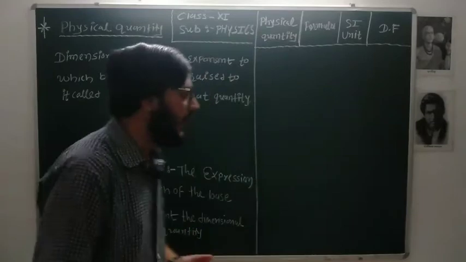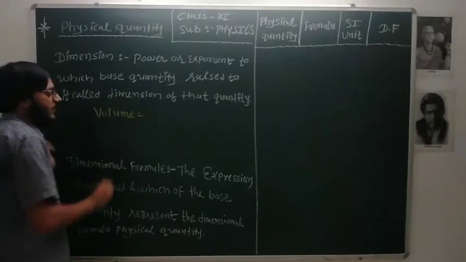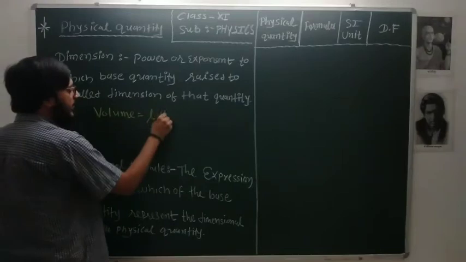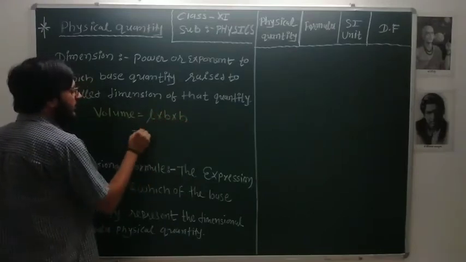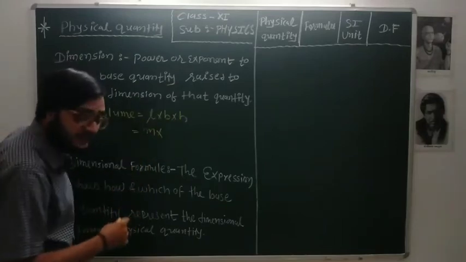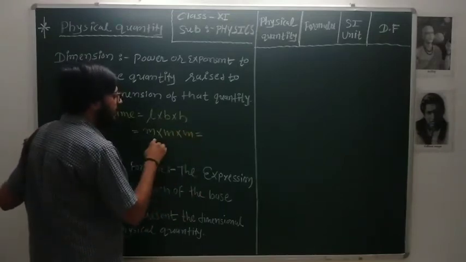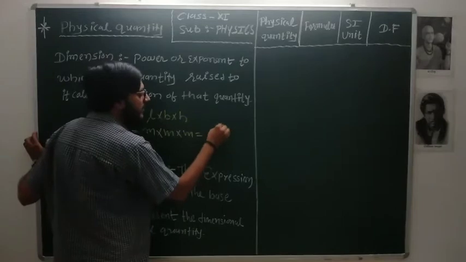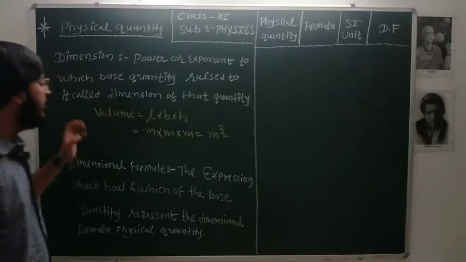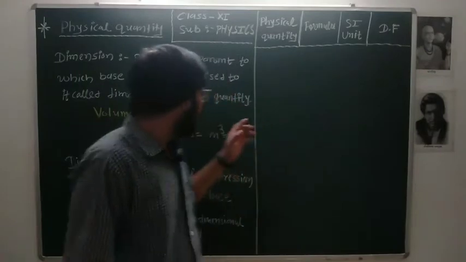Suppose here we define the volume. The formula for the volume of the cube is length times breadth times height. Length is measured in meter, breadth is also measured in meter, and height is also measured in meter. So meter into meter into meter is meter cube. Here the power is 3, so the dimension of this physical quantity is 3.